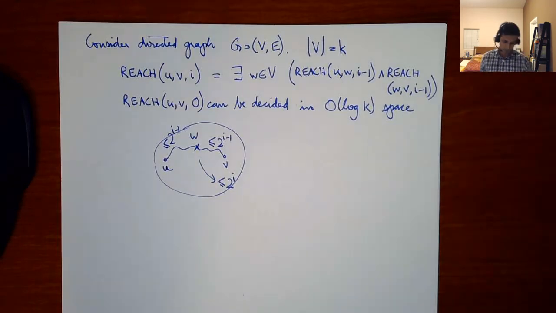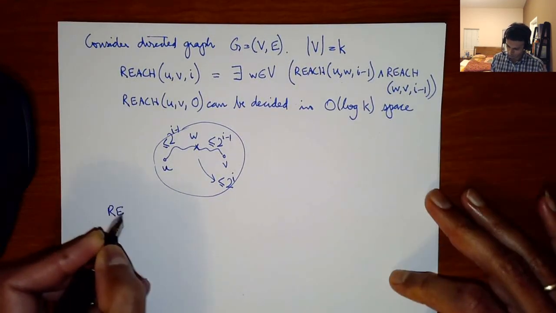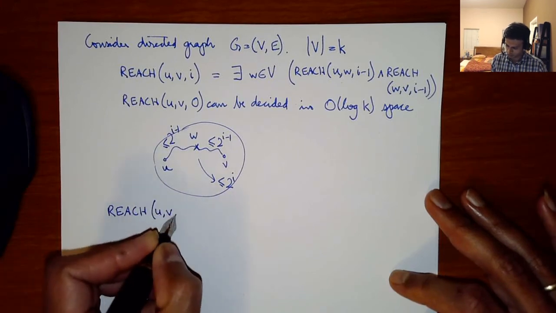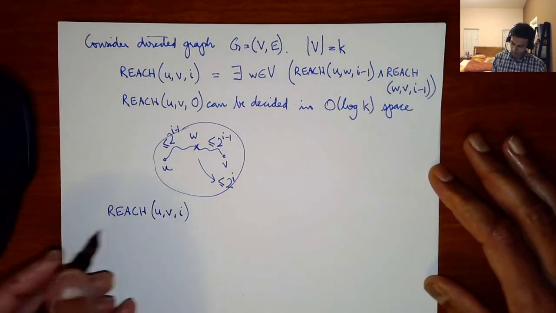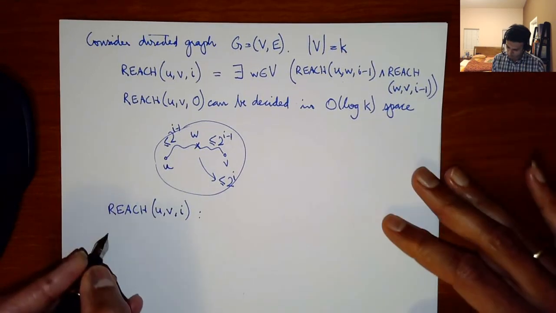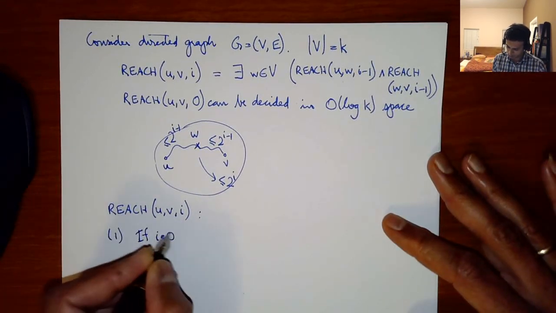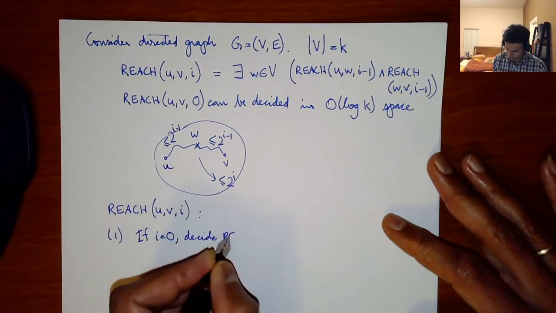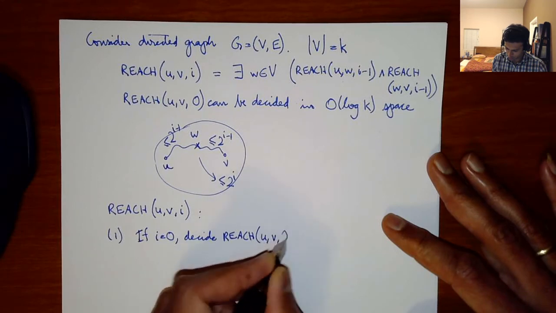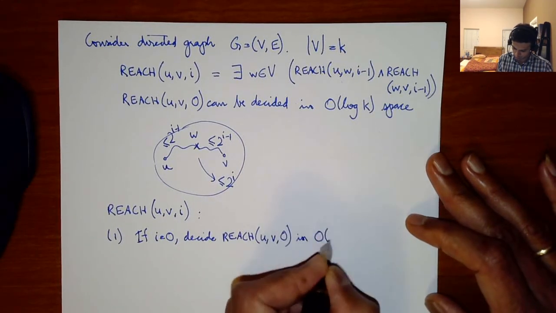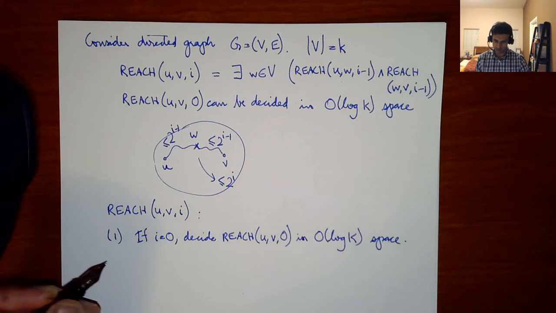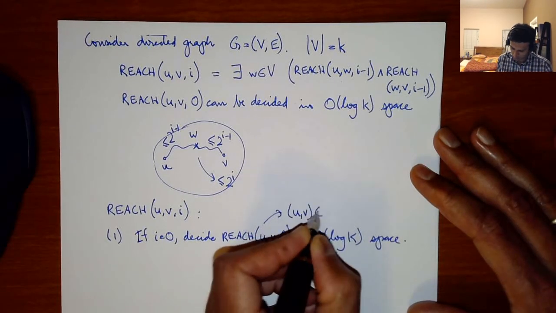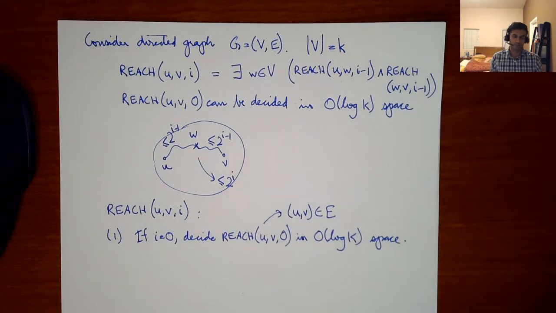And this gives me my recursive procedure now. So I'm going to give the procedure. I'm sort of abusing notation, and I'm saying the procedure and the predicate are sort of the same thing. The base case is if I is equal to 0, then decide reach U V 0 in O of log k space. This is by assumption. We assume that we can do this. So this is just checking if this is an edge of the graph. Think of this as like a lookup or whatever have you.